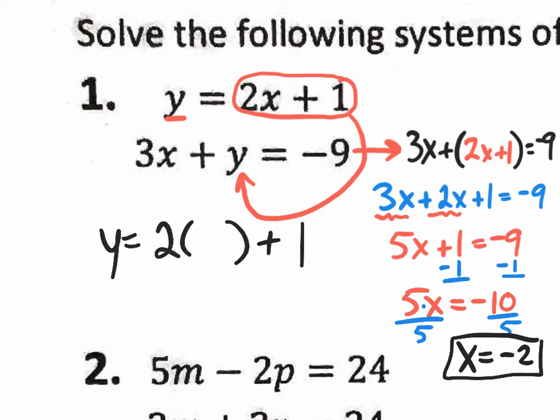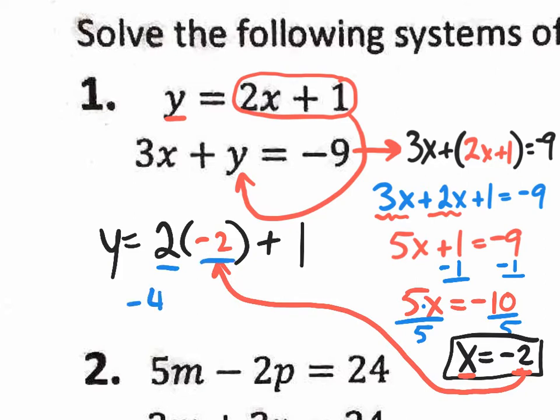Okay, so because the x value equals -2, I'm going to take that -2 and I'm going to plug it in right there. So it's going to be -2 right in there. And we all know that 2 times -2 is -4. And of course, we still have the plus 1. So -4 plus 1, you're going to have y equaling -3.